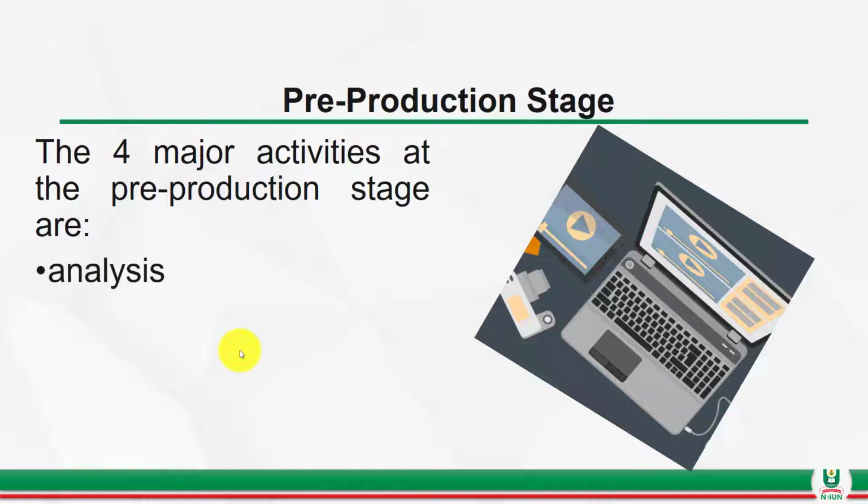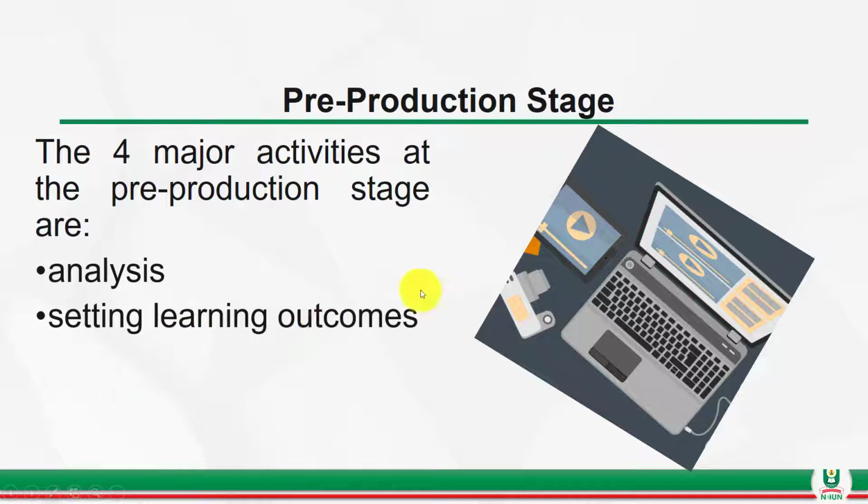Analysis is the first thing that you need to do. You need to analyze your learners, analyze the existing facilities, understand the characteristics of your learners, their background, their learning style, their age, gender, because this will guide you in writing appropriate content for them. Then you also need to set appropriate learning outcomes.